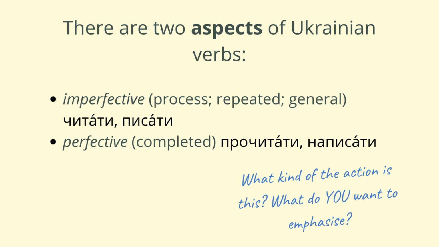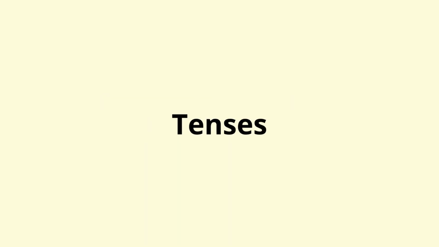Usually Ukrainian verbs go in pairs. The first one in the dictionary is the imperfective verb and the second one is the perfective one. So you need to consider what kind of action this is and what you want to emphasize as the speaker. The next thing to consider is your tense form.